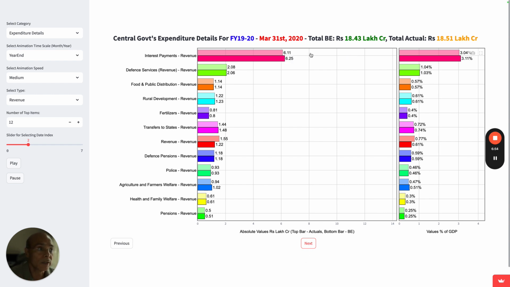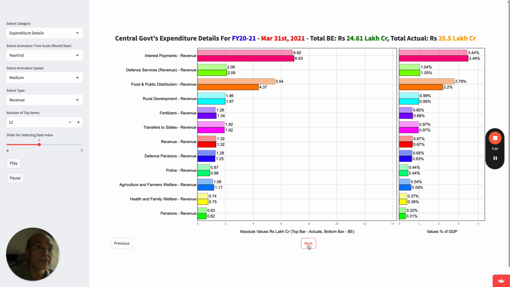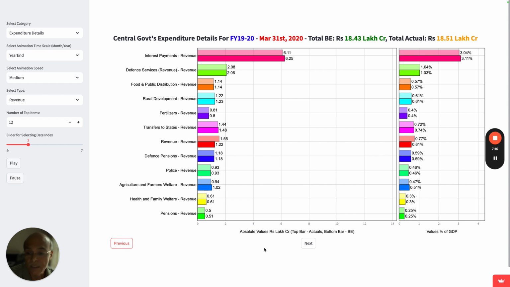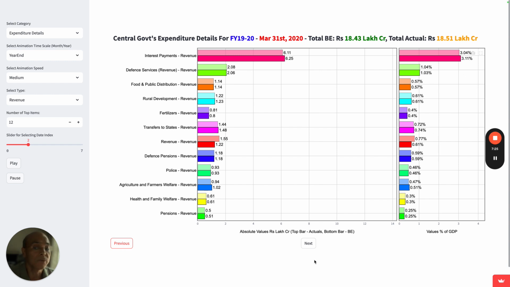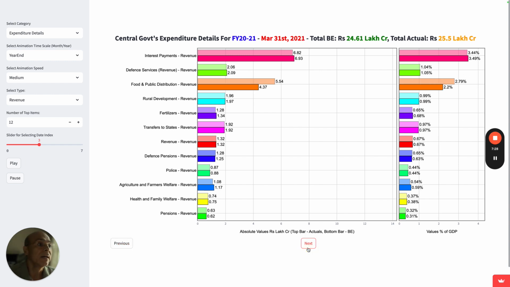Now the most important point: interest payment did increase, but from a percentage of GDP point of view, there was no increase. So let's do the next financial year, which is FY 2021. If you see here, the interest payment is now 3.44%. So let's go previous, what was it? There has been a significant increase from a percentage of GDP point of view on account of interest payment. The earlier number was 3.04%.